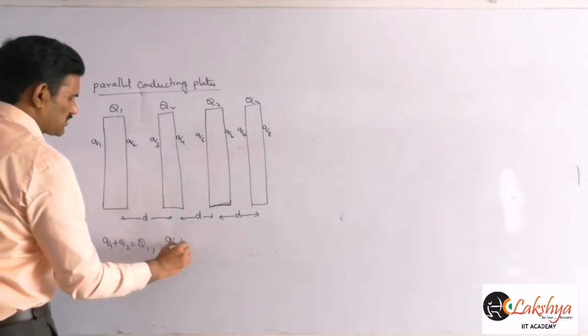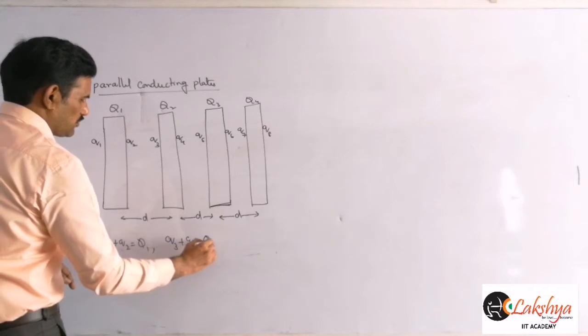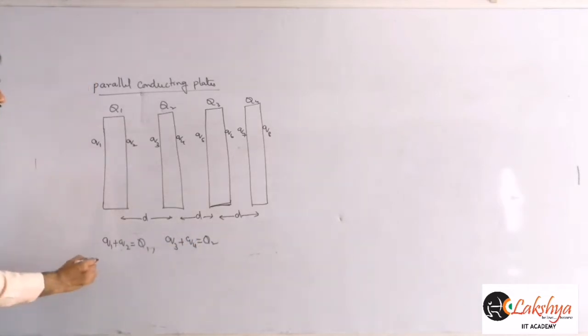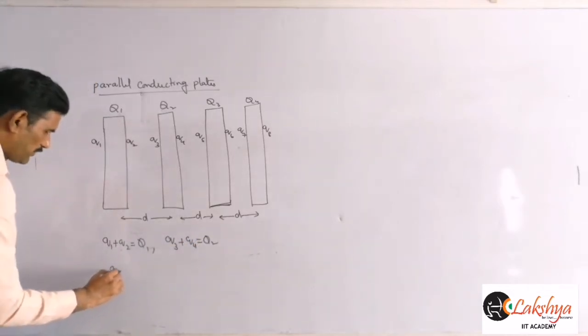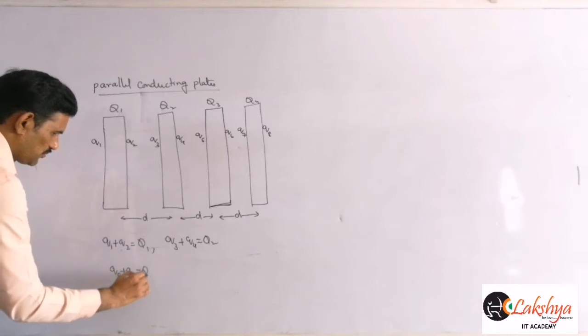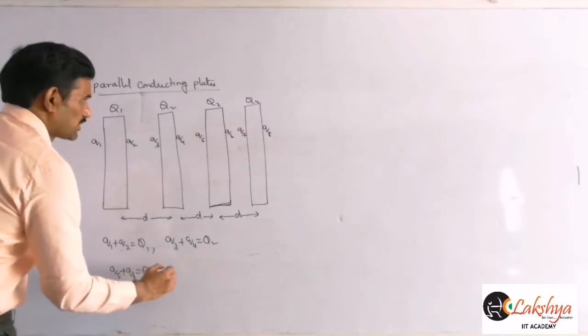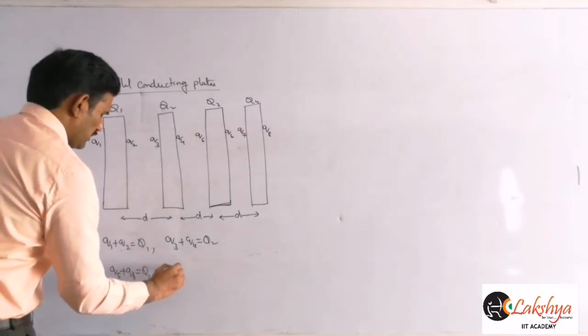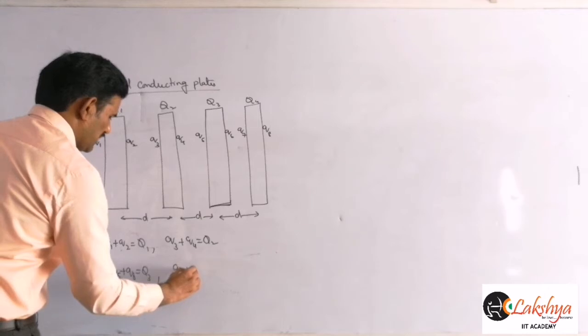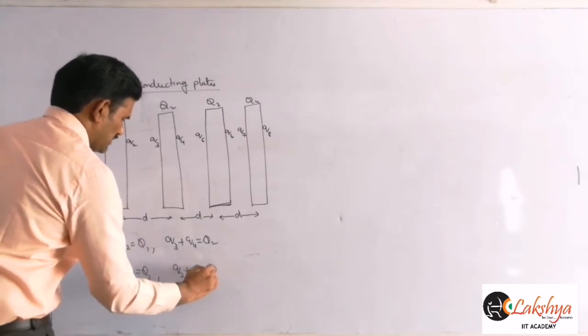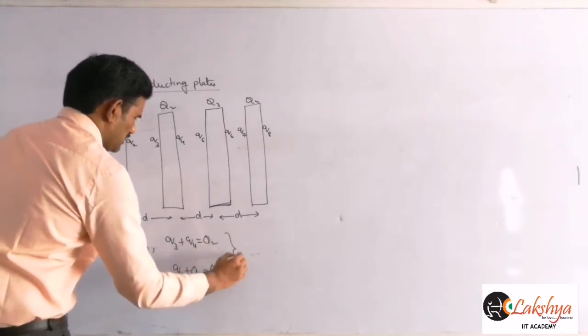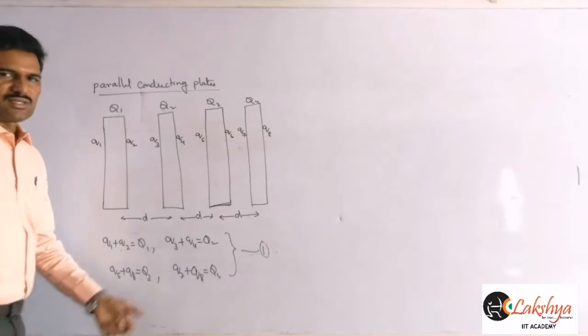Q3 plus Q4 is equal to Q2, and next I can write this as Q5 plus Q6 is equal to Q3. And next I can write this as Q7 plus Q8 is equal to Q4. All these relations, let us take as equation 1.